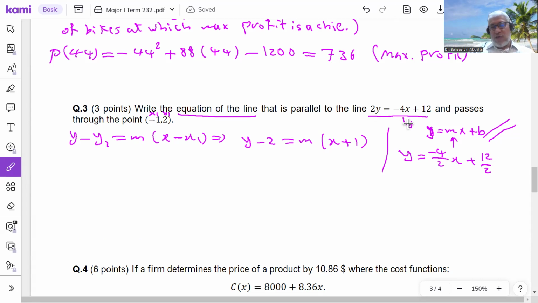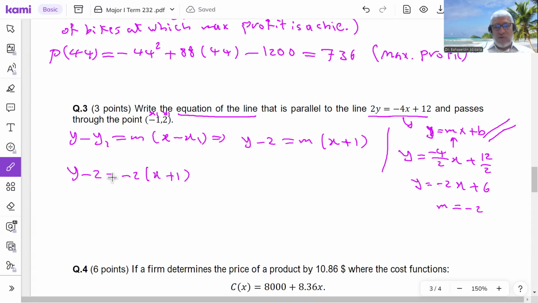So actually the equation of this line can be written as y equals negative 2x plus 6. So the slope of this line is negative 2. And also the slope of my line is the same because they are parallel. Okay, so the equation would be y minus 2 equals negative 2 times (x plus 1). That's the equation. That's the correct answer, the final answer.